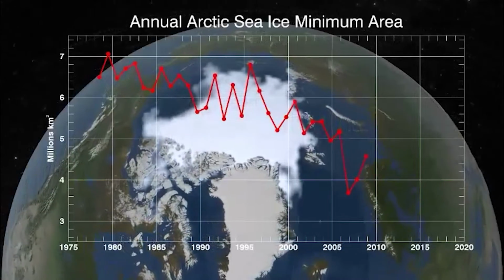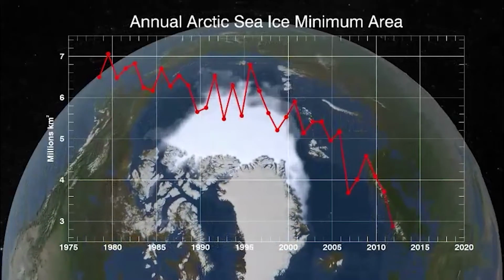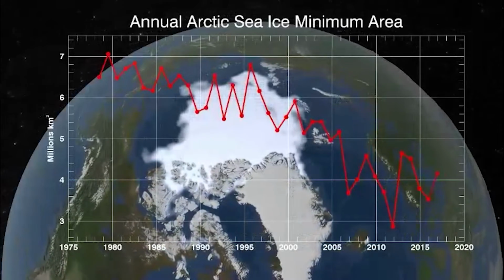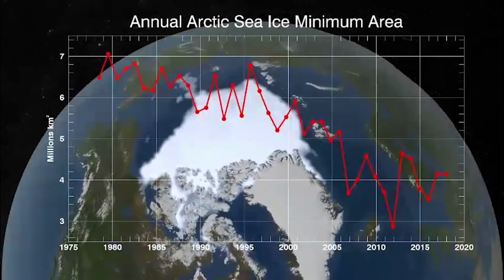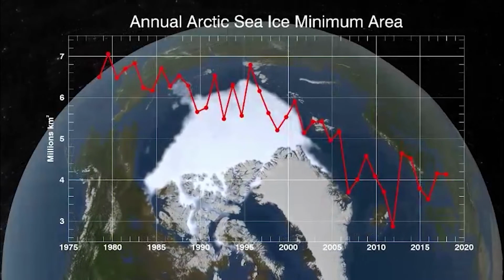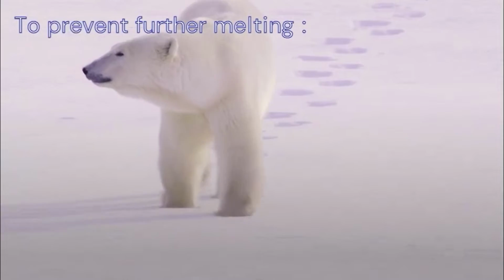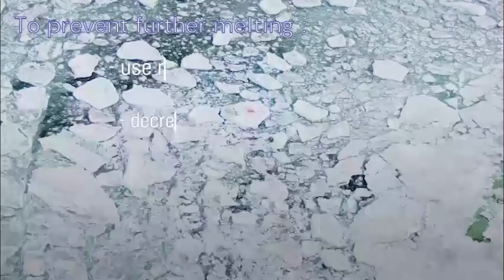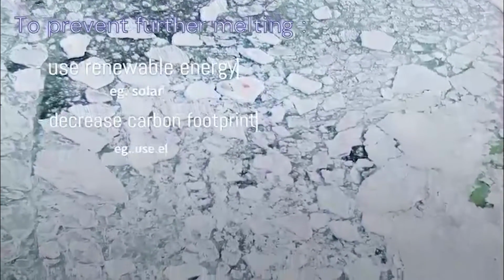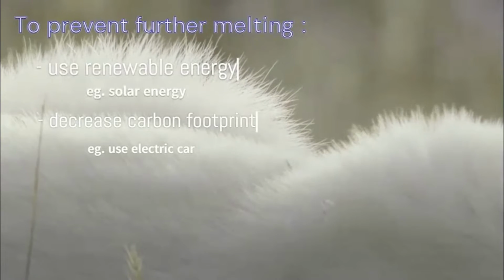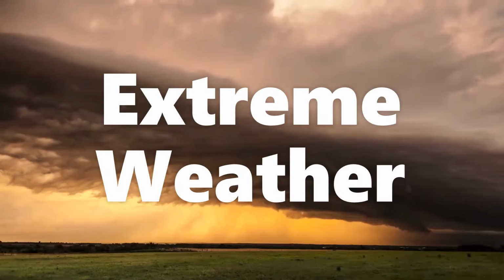This slide shows the annual Arctic sea ice minimum from 1978 to 2018. As you can see, it's decreasing. The Arctic sea ice cover shrinks by 14% per decade. To prevent glaciers from further melting, we need to utilize alternative energy sources like solar panels and also decrease individual carbon footprints.